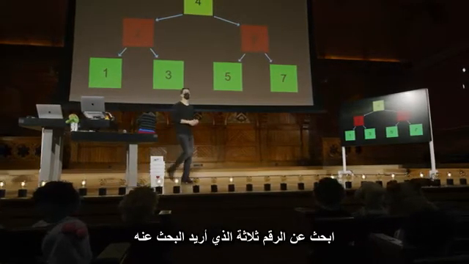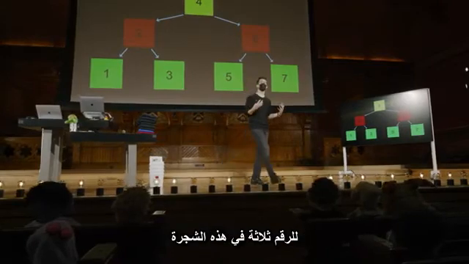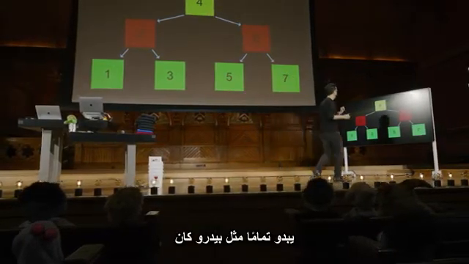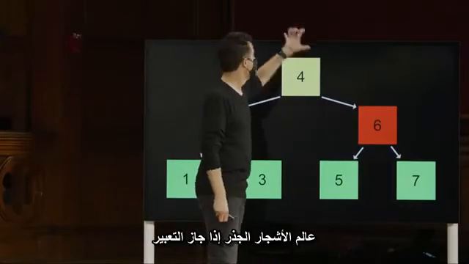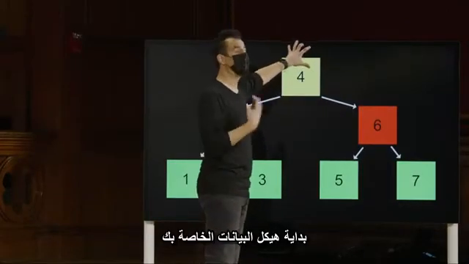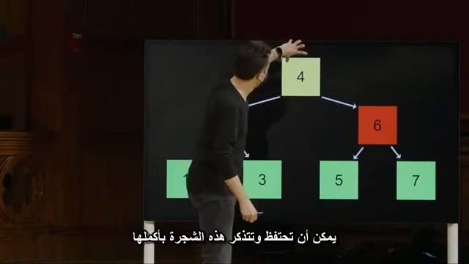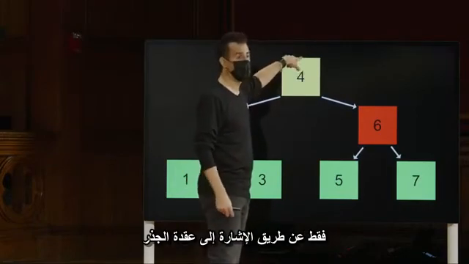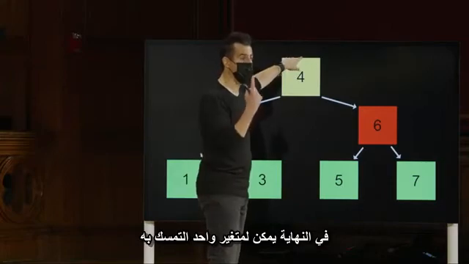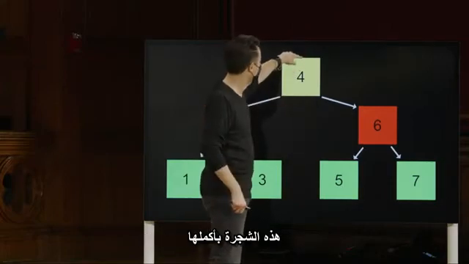Suppose I want to find the number 3. I want to search for the number 3 in this tree. It would seem, just like Pedro was the beginning of our linked list, in the world of trees, the root, so to speak, is the beginning of your data structure. You can retain and remember this entire tree just by pointing at the root node, ultimately. One variable can hang on to this whole tree.